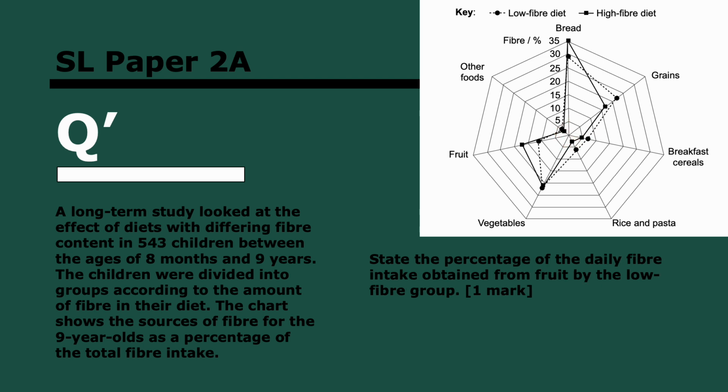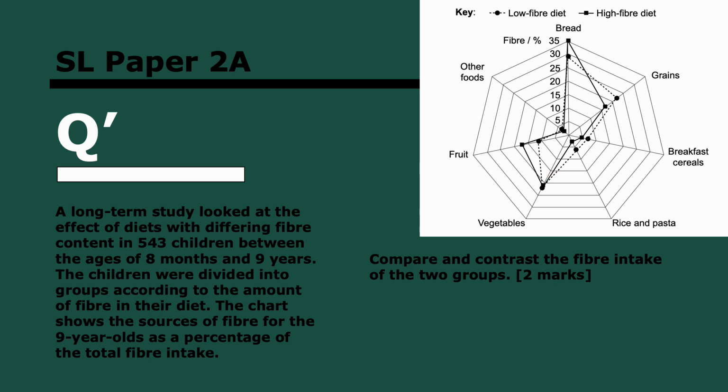So next one, state the percentage of the daily fiber intake obtained from fruit by the low fiber group. Okay, now the circles, 3, 2, and 1. Okay, so about 12%. It's a little further than the line for 10, but not yet 15. So 12, if you said 11 or 13, that would be fine as well.